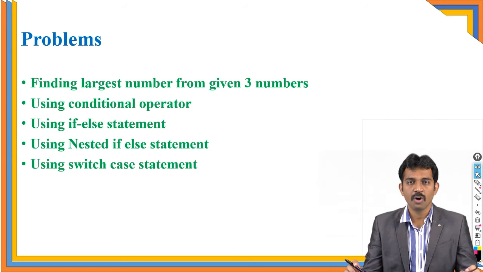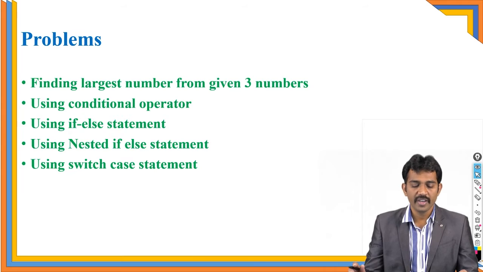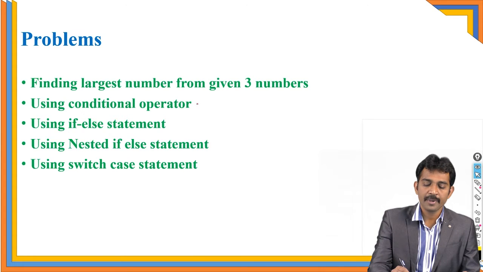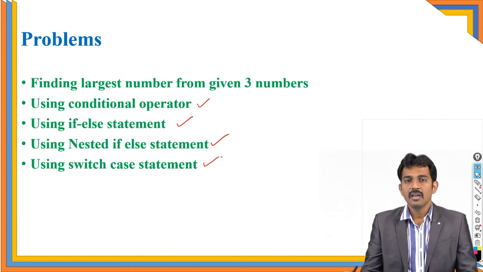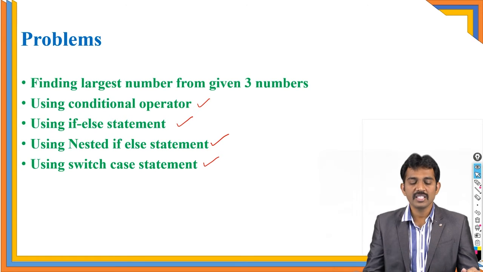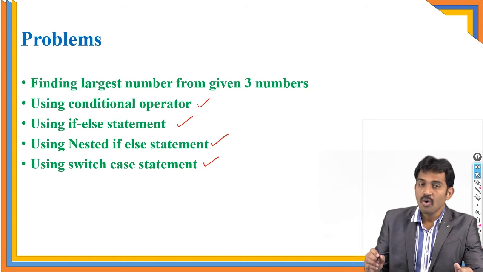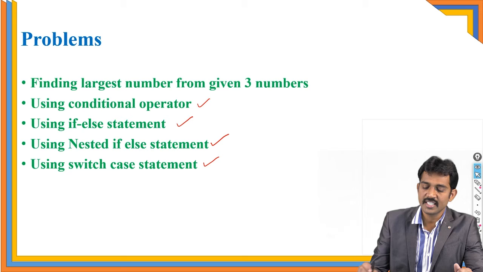I'm going to solve this problem using four variations. The first one is the conditional operator, and the next ones are if else, nested if statement, and switch case statement. Let us see, is it possible to implement our problem in the four ways? First, the conditional operator. You know the conditional operator. The conditional operator is the only ternary operator in C language.